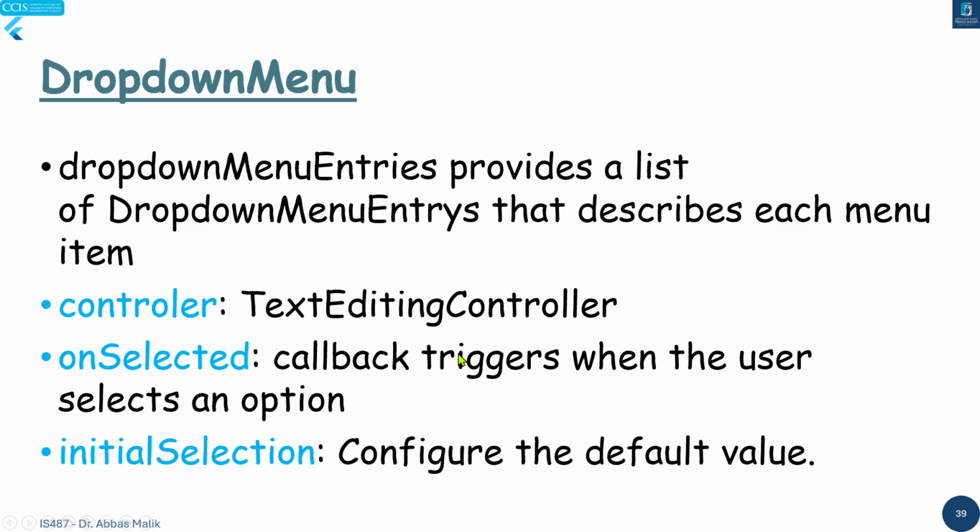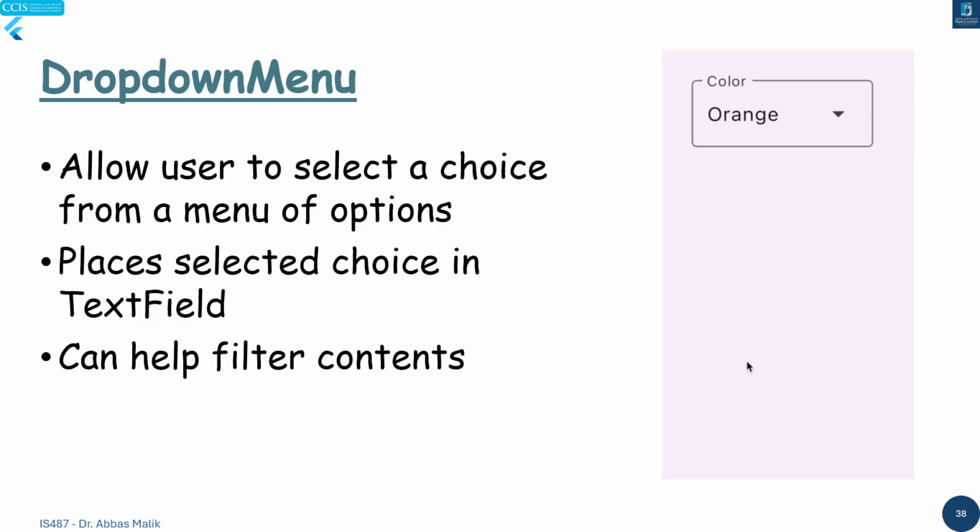So we can also have a text editing controller if we want to control that thing. On selected, if we are selecting a specific option, then what will happen. Or if we want to perform an initial selection, what will be shown initially. If we look at that right now, orange is selected in the beginning. So what will be shown here in the beginning, that is called initial selection.